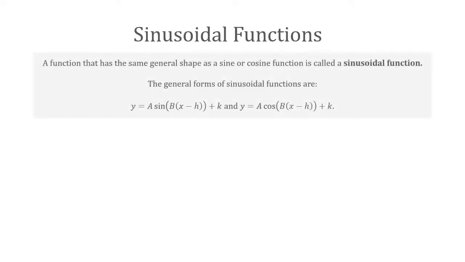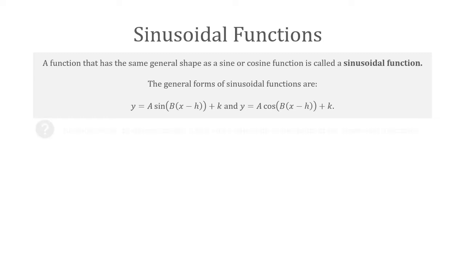In math, such a variance in a sine or cosine function is called a sinusoidal function, where the general form of the sinusoidal functions are y equals a times the sine or cosine of the quantity b times the quantity x minus h, all plus k. Now notice that even though these are called sinusoidal functions, they don't involve just the sine function. They also involve the cosine function.